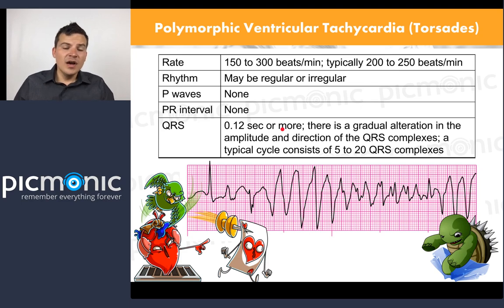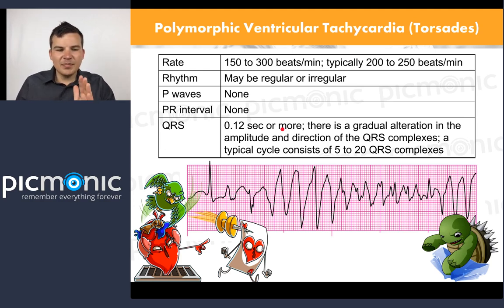Now this is where you have torsades de pointes, and I'm sure I butchered that French name, but torsades, as we call it. Polymorphic VTach. Well, what does polymorphic mean? That means it's changing. It's multiple changes in ventricular tachycardia.